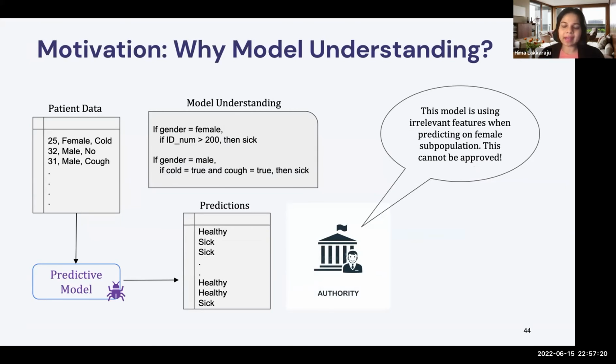And such an understanding can also be used by authorities, whether it be the FDA or any other agencies, to determine if a model is ready to be approved in order to cater to a broader population. So, in this case, if the authority sees that the model is using spurious features such as ID numbers on the female subpopulation, then they may deem that this model is not ready to be deployed at a broad scale, because it is relying on spurious features for like half the population, right?